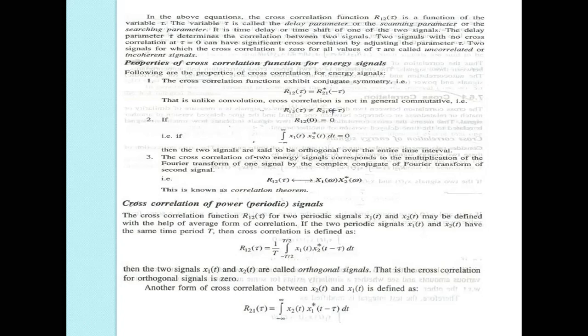When the cross correlation is 0 for all the values of tau, they are called uncorrelated or incoherent signals. Coherent signals means they are identical. Incoherent signals means they do not have any identical parts. Simply they are orthogonal to each other. R12 of tau is equal to 0.